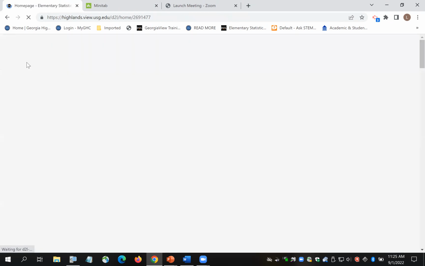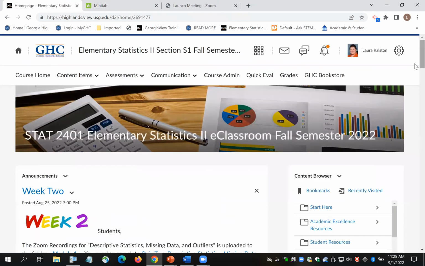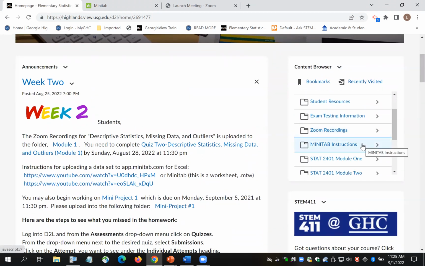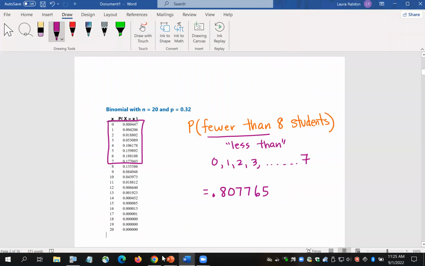I apologize if I haven't mentioned that before, but again, in D2L under the content, it's the folder Minitab instructions. So you might find that helpful. Oh, yeah, I really wish it would give me that column, but for some reason there's some kind of glitch and I haven't been able to figure out the glitch.